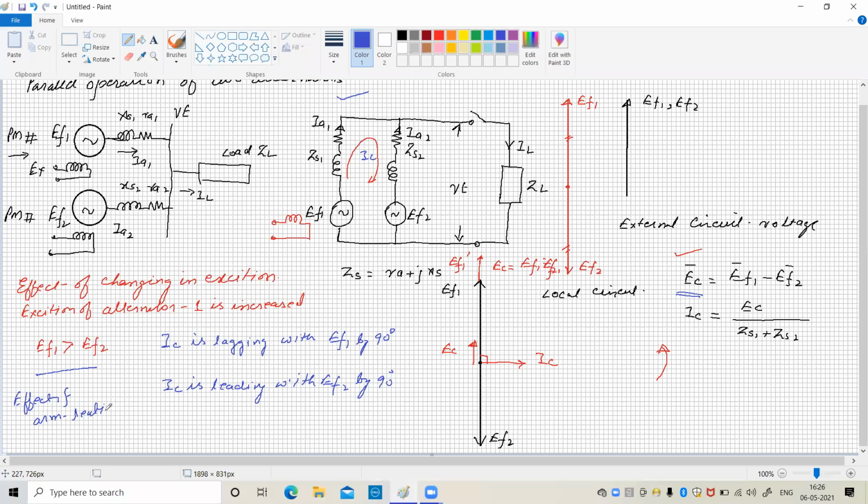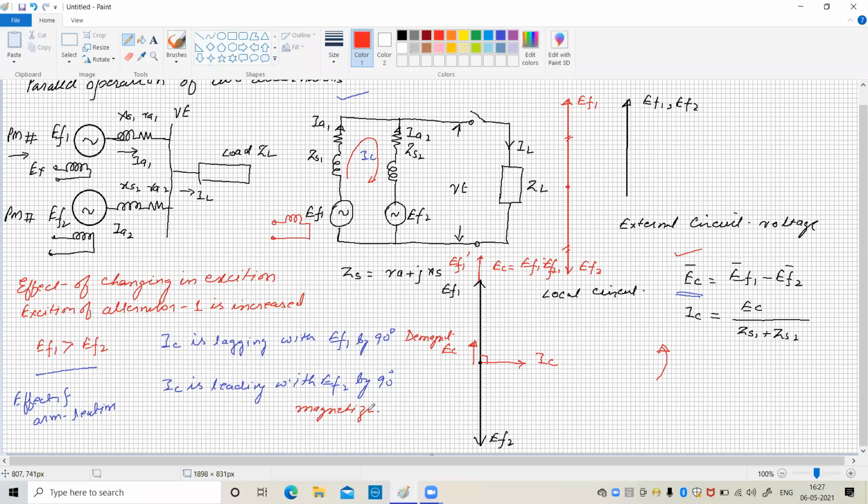What is that? The armature reaction is magnetizing or demagnetizing, depending upon the nature of the current. Here, IC is leading with EF1, so we can say that in between these two, the armature reaction is magnetized. Here, sorry, it is lagging, so the armature reaction is demagnetized. Whereas when IC is leading, the armature reaction is magnetized.